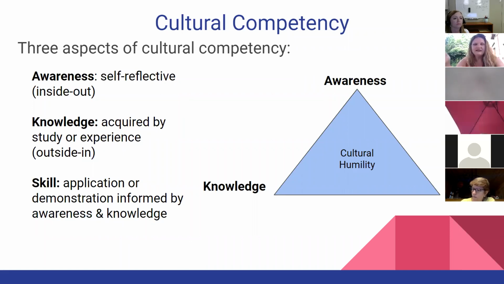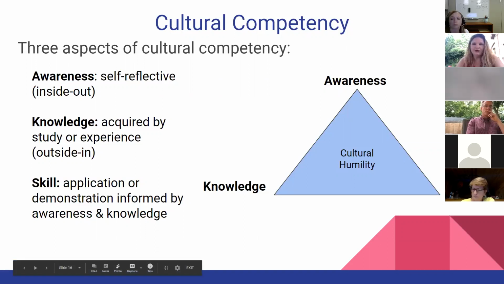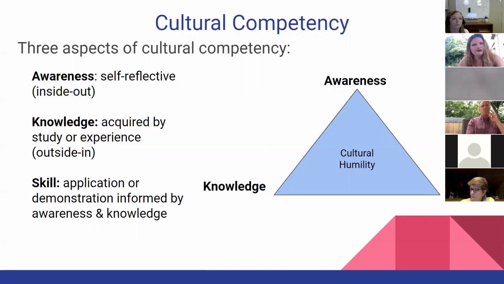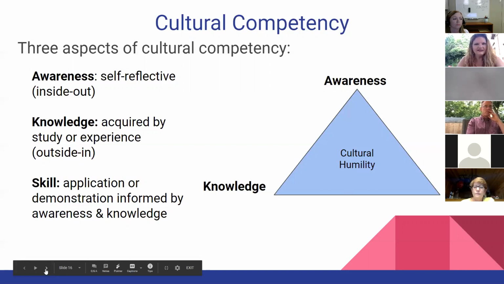Awareness is one part of this triangle, and it's just being self-reflective. It's looking at the music, our repertoire and our curriculum from the inside out. Knowledge we acquire by either study or experience, and we're taking something from the outside in. Those 2 things work together, obviously. And then we take those things and apply them as a skill. That's the application or demonstration of these things. They're all equally important. We do all 3 of them, but it's important to approach them with the posture of cultural humility. And we can go on to the next slide there. Rebecca, thank you.